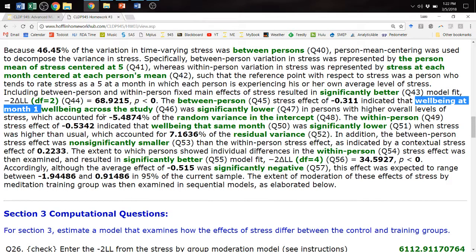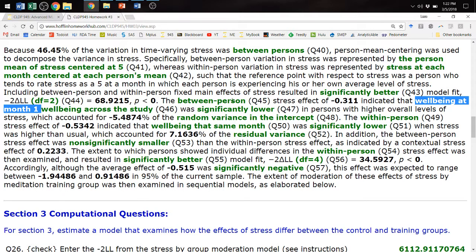Between person is entered as a main effect only, right? Does between person stress interact with time? Nope. So that's why. It predicts the intercept equally across time because it doesn't interact with time. If we had between person stress by time as part of the model, then it would be well-being at month 1 specifically, just like for age at baseline and treatment group, which both interact with time. So it's well-being across the study for the between person.